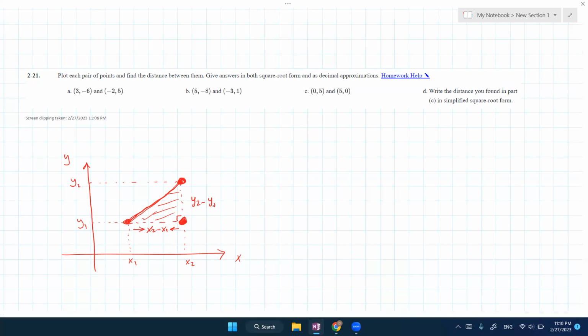And now we have a right triangle. We can apply the Pythagorean theorem. And the goal here is to find the hypotenuse. So this side, the hypotenuse, say this is d, the distance between them. So using Pythagoras theorem, d squared is equal to x2 minus x1 squared, the first leg length squared, plus y2 minus y1 squared. So that's the distance between these 2 points.